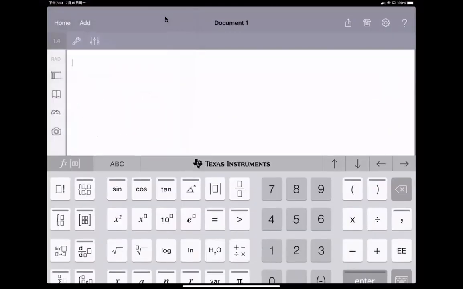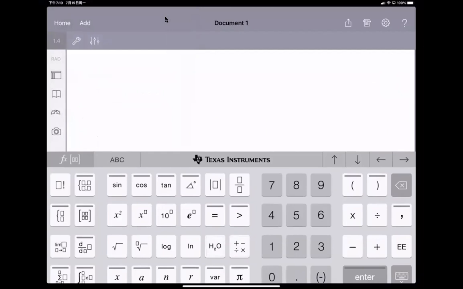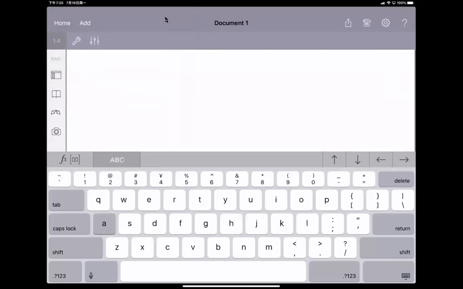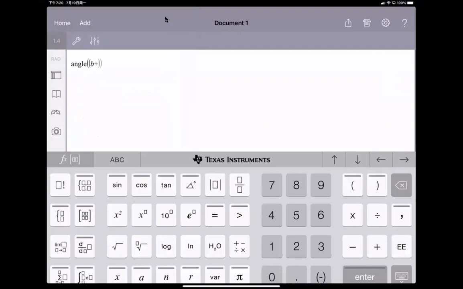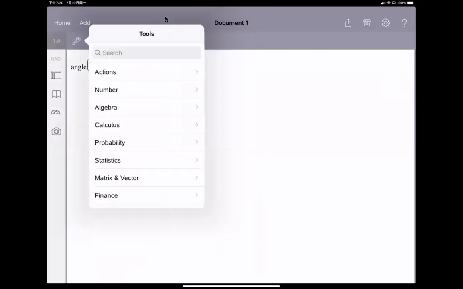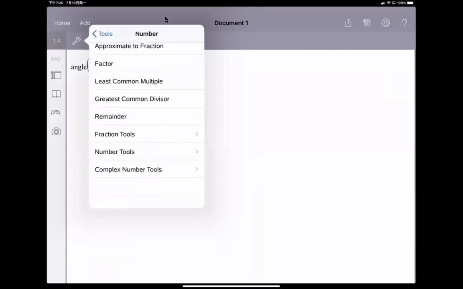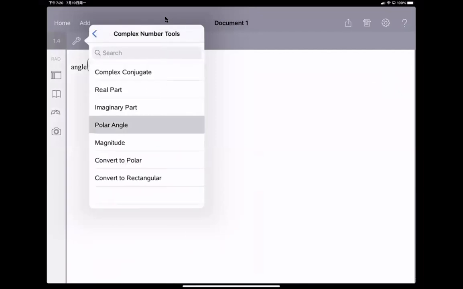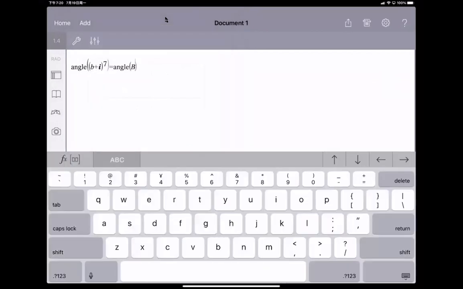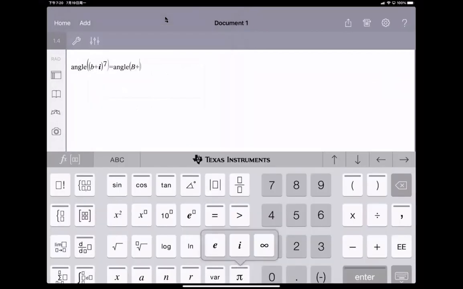You could try to use solve, but here I'm not solving for the value of b. Instead, I'm testing the equivalence for this whole expression. The left-hand side is angle b plus i to the power of 7 equals. If you want to know where to access angle, you could go for menu, number, complex number tools, and polar angle. Then you go for b plus i, okay? Ignore the capital B.